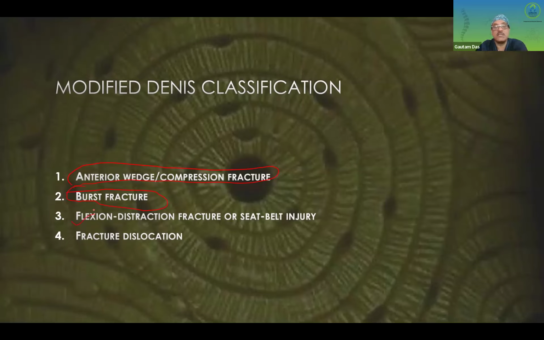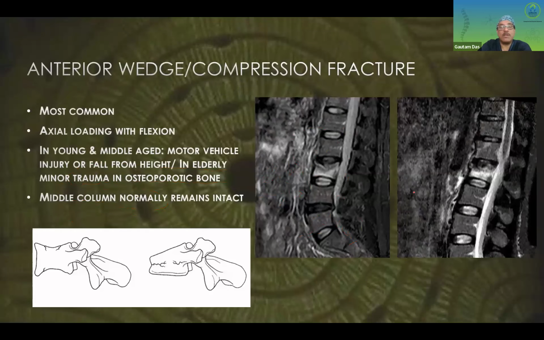One is flexion distraction. I'll be coming to the detail of that. Another is fracture dislocation. So this is the anterior column fracture, that is your anterior OH fracture. Second is your middle column fracture, this is your burst fracture. And these two, flexion distraction and fracture dislocation, are posterior column fractures. So these are the four types of fracture, and out of them the posterior column fracture has two types. So this is the simplified or modified Denis classification. I'll be coming to them one by one.